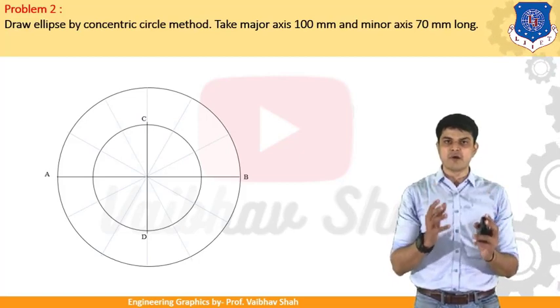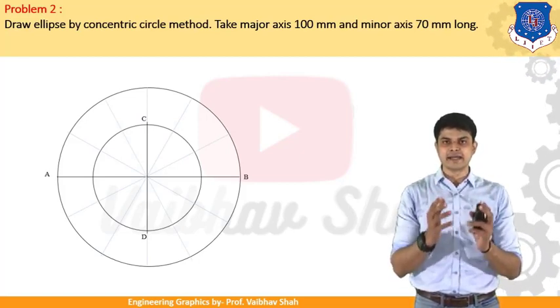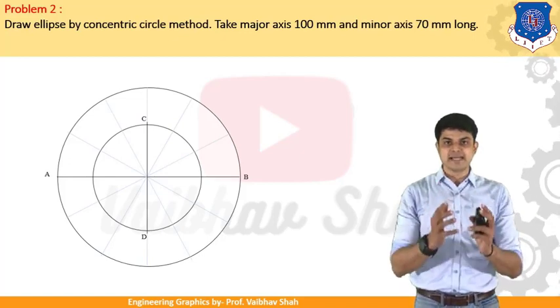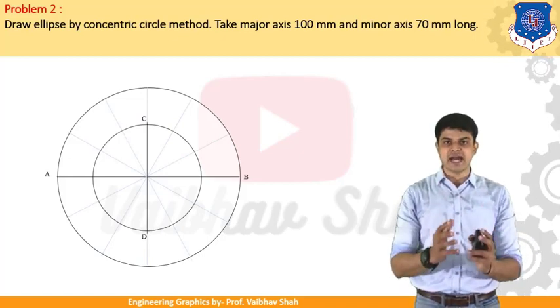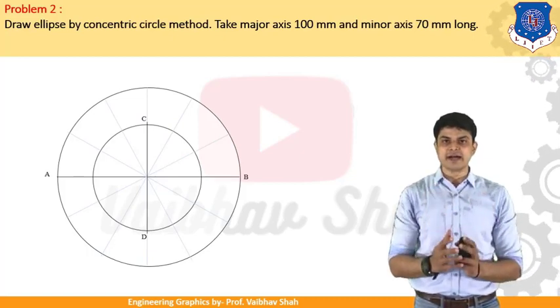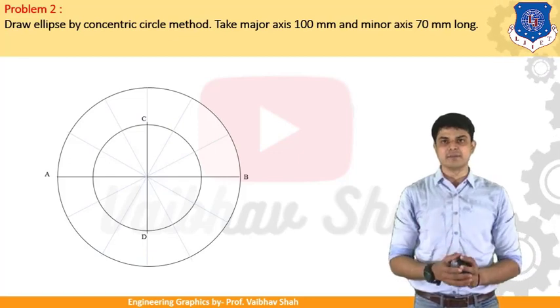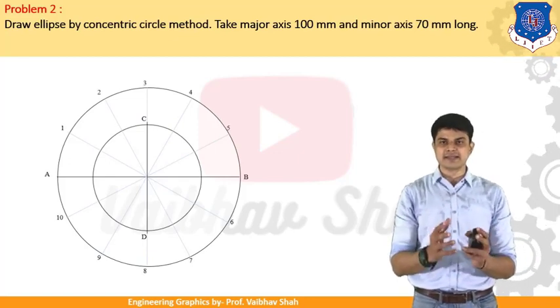So if you don't know how to divide the circle into 12 number of equal parts, then kindly go and refer my previous lectures based on geometric construction, in which I have taught you how to draw or how to divide your circle into 8 number of equal parts or either 12 number of equal parts. So let us divide this circle.